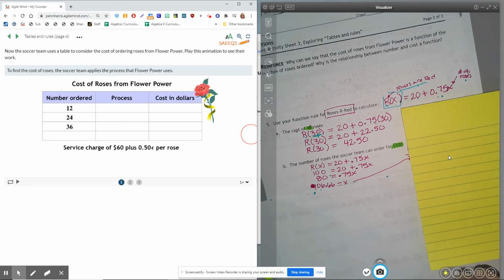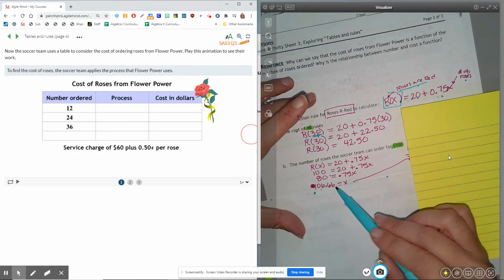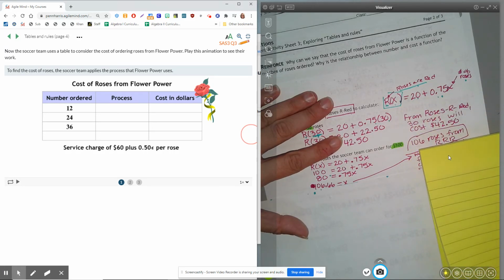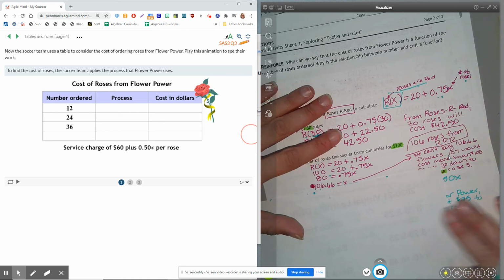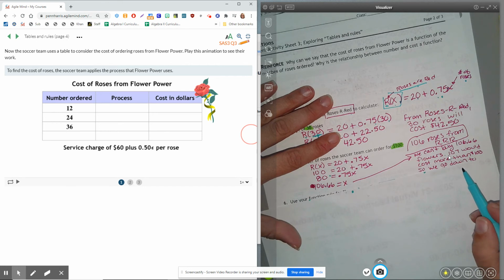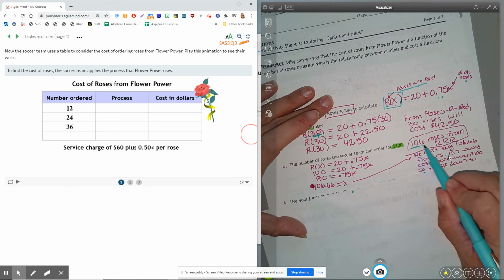We cannot have 66 hundredths of a rose. So we need to round, okay? With that, we would not be able to buy 107 roses. We don't have enough money. That would cost more than the $100. So we actually have to round down to get 106 roses.